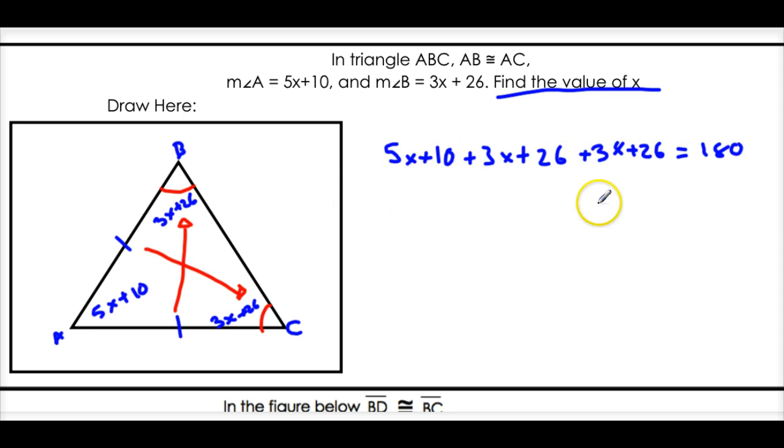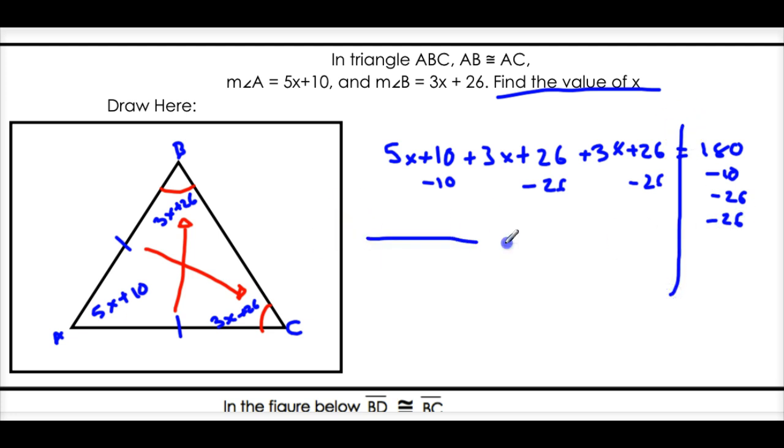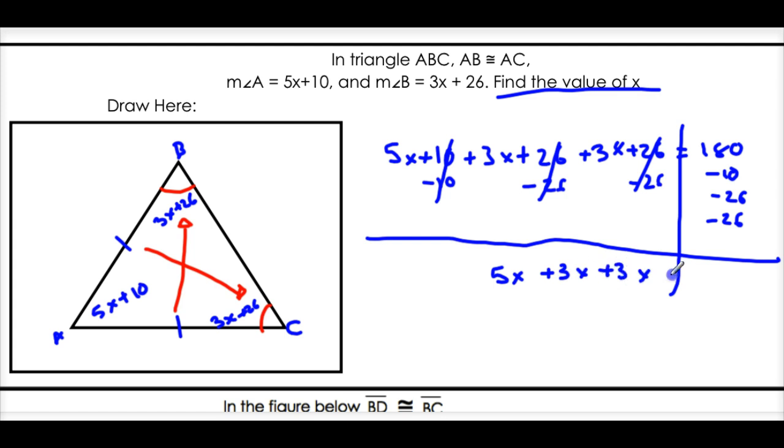All right. Now that we've set up our equation, we can solve it. So let's go ahead and do that. We'll subtract 10. We'll subtract 26, and 26 again. We're just moving all the numbers to the other side. When we do that, it cancels, cancels, and cancels. And we get 5x plus 3x plus 3x is equal to 180 minus 52, which is 118.